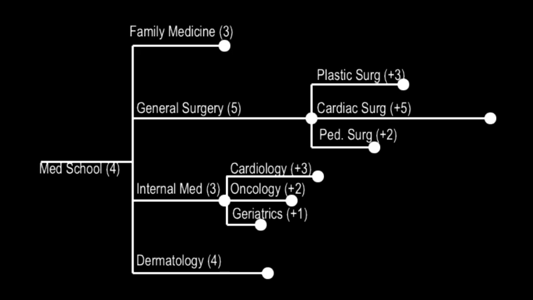So if you want to be a basic surgeon, then you're going to have to spend 5 years in a general surgery residency. If you want to be a specialized surgeon, for example a cardiac surgeon, a surgeon who specializes in heart surgeries, then you'll have to go through 5 years of general surgery residency, and then after that, you'll have to do an additional 5 years in a cardiac surgery fellowship.